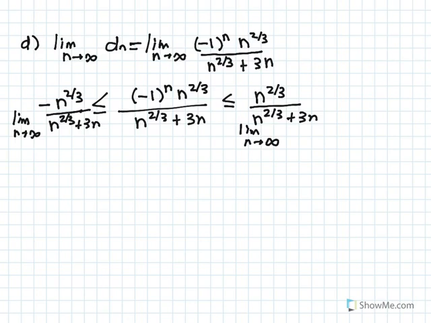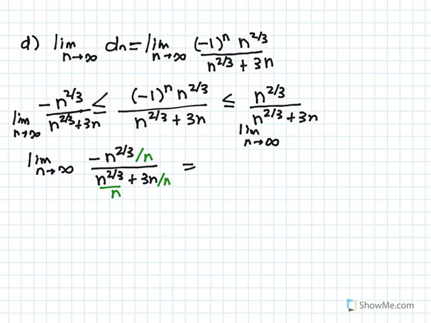Now let's look at the limit as n goes to infinity of -n^(2/3) divided by n^(2/3) + 3n. So our rule is to divide by the highest power in the denominator. The dominant term is n, so divide by n, divide by n, and divide by n. And we're going to get minus, subtract the exponents, we get n^(-1/3), which is -1 over n^(1/3) in the numerator, divided by 1 over n^(1/3) plus 3.